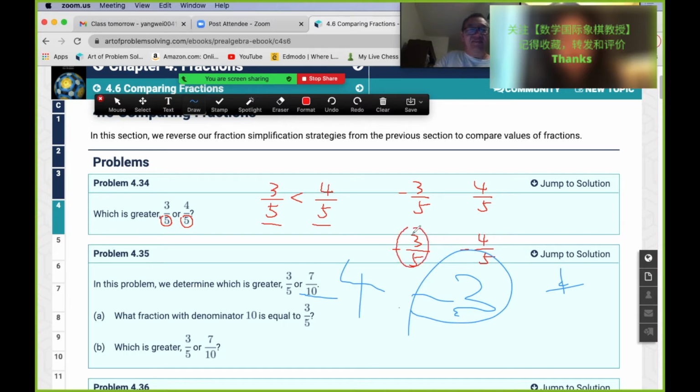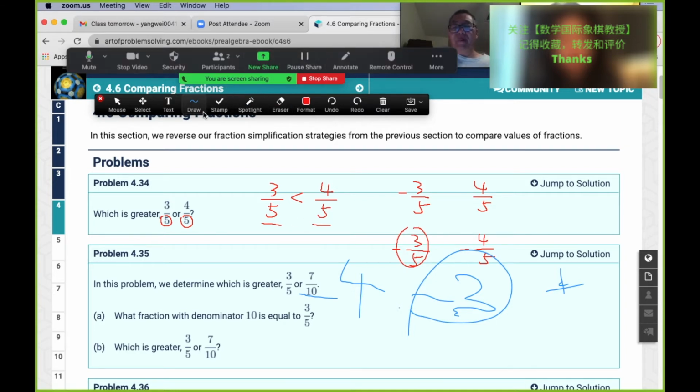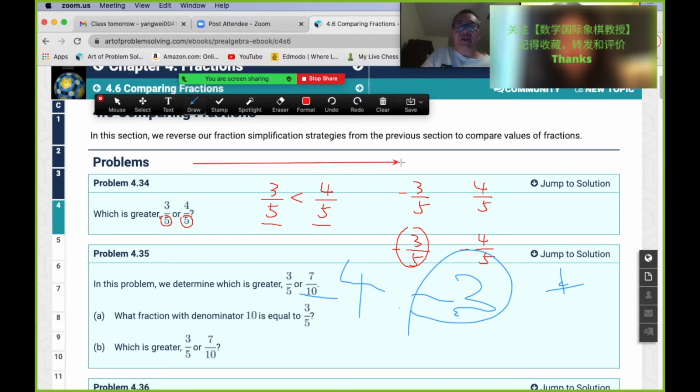Right, this one's bigger. If they're both negative, the one with the smaller absolute value is greater. 3 over 5 is less than 4 over 5, right? But if you add a negative in front of each, this one will be greater. You know why? When we compare the size of numbers, we need to check the location of each number on the number axis. Suppose here it's 3 over 5, and here it's 4 over 5.